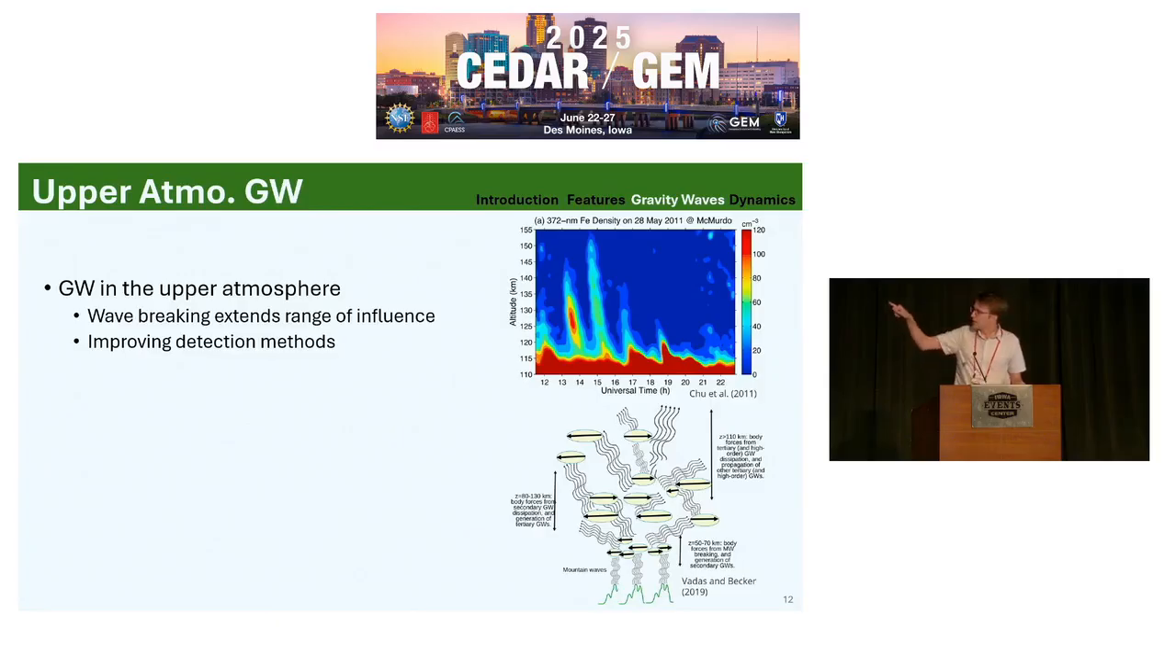You can see here an observation from our group over McMurdo of the atmospheric metal layers showing the features of these gravity waves reaching up to 160 kilometers, and there are even higher observations than this.